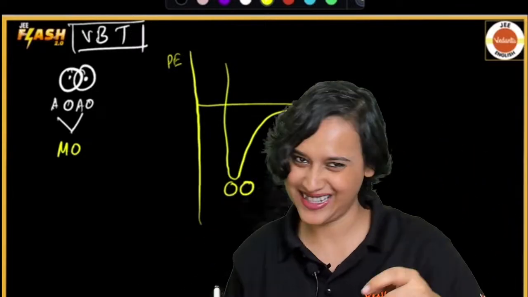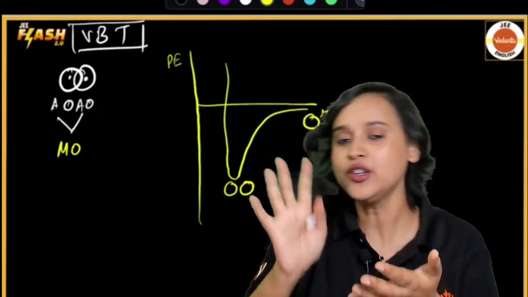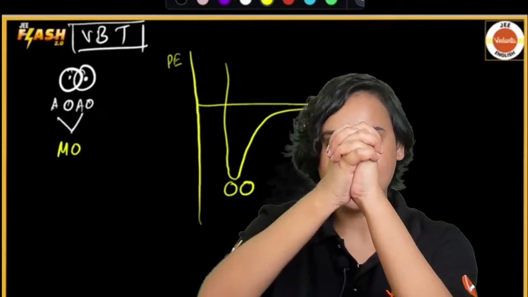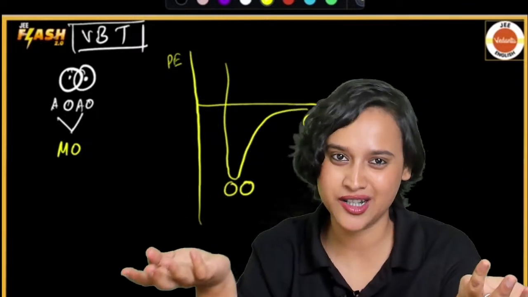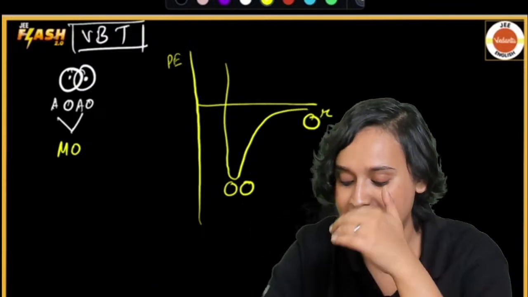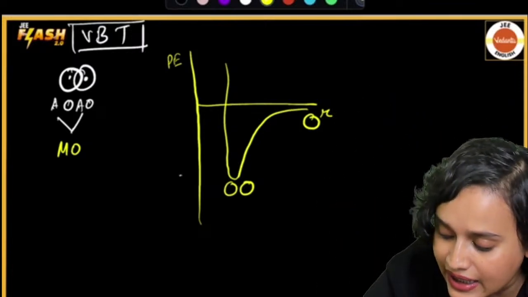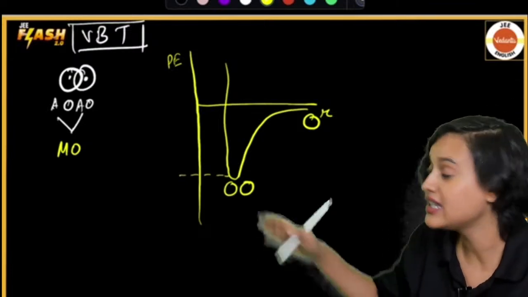But you have to understand that the overlapping cannot be complete. Why? Electron repulsion will also happen, isn't it? So when there is a bond formation, the energy is the least, everybody. The energy is the least.